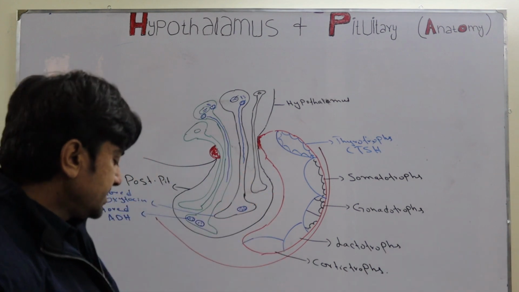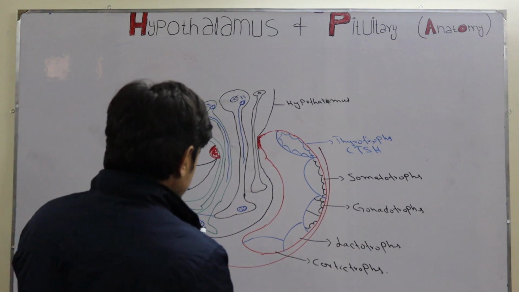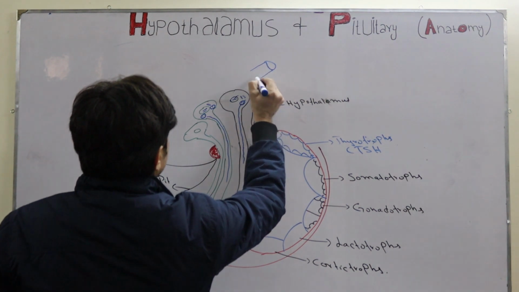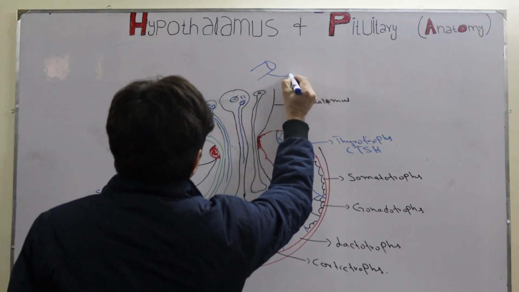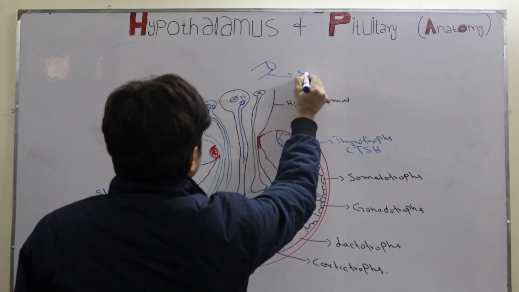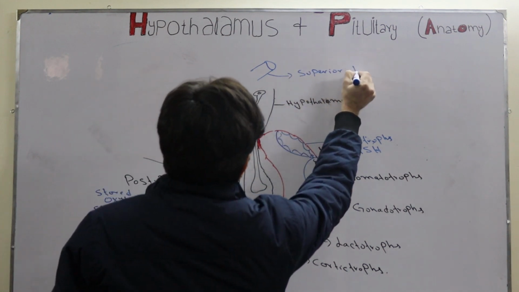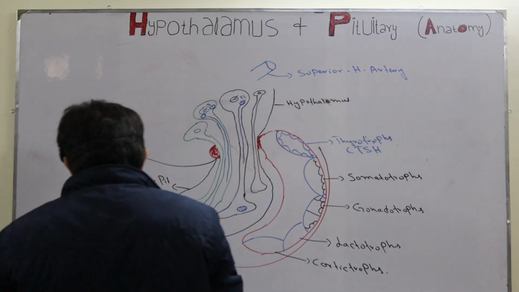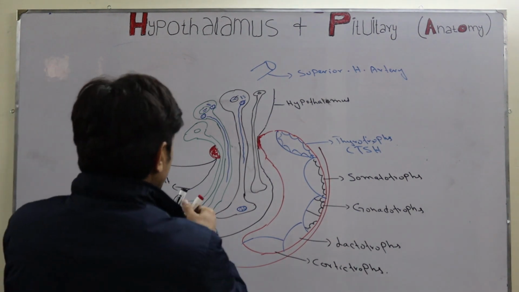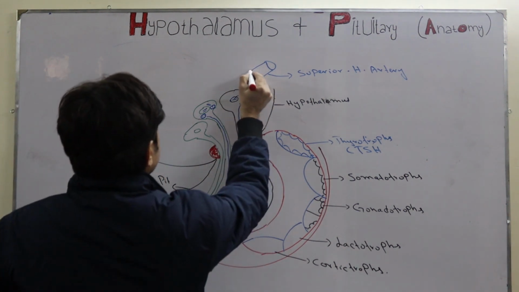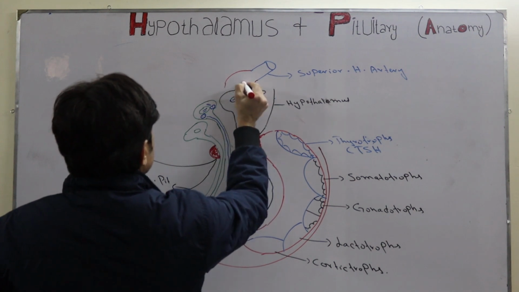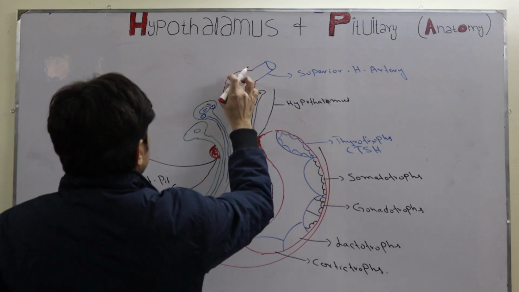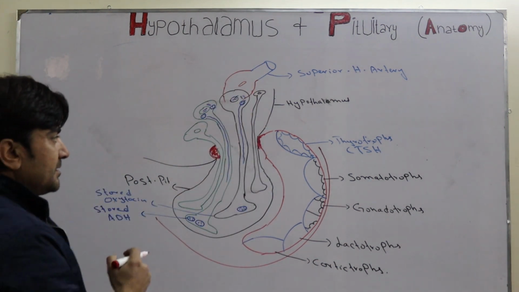So I will also show the blood supply to the hypothalamus. So this is, let's suppose, the blood vessel which enters into the hypothalamus. This blood vessel is called the superior hypophyseal artery. This superior hypophyseal artery in the hypothalamus gives rise to a network of capillaries. So let's suppose these are the capillaries. This network of capillaries is also called the primary plexus.